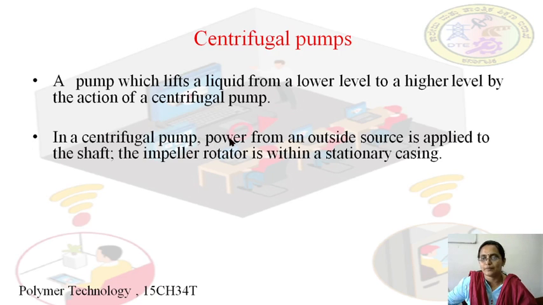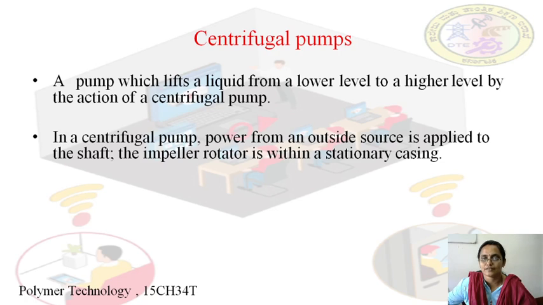In a centrifugal pump, power from an outside source is applied to the shaft. The impeller rotates within a stationary casing. So there are many parts for the centrifugal pump: one is impeller, the other is casing, suction pipe, delivery pipe. The power is used to drive the impeller. The impeller rotates, producing a centrifugal force, and this centrifugal force creates a pressure difference. A low pressure is created, and with the help of this low pressure, suction occurs from the suction pipe.